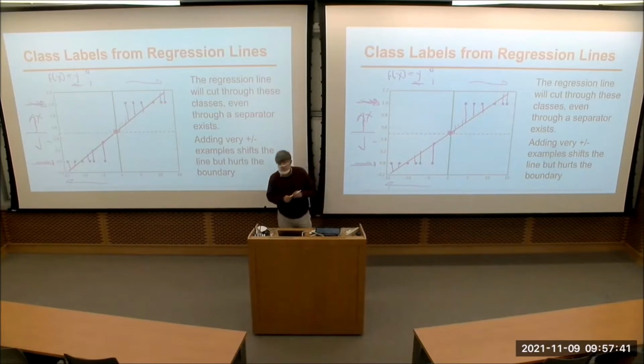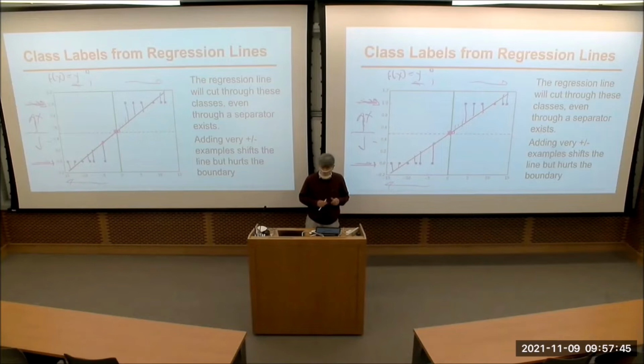We would like a measure of confidence. How much do we trust it being positive or negative? What would it be? Ideally, we'd like to have a probability. What's the probability of it being positive or negative? Do we get a probability from this?